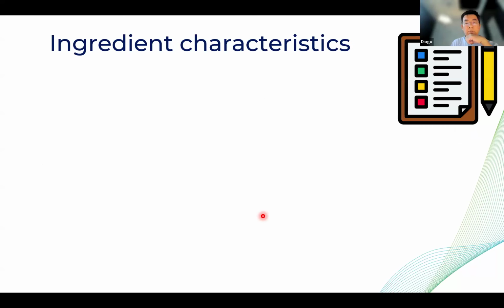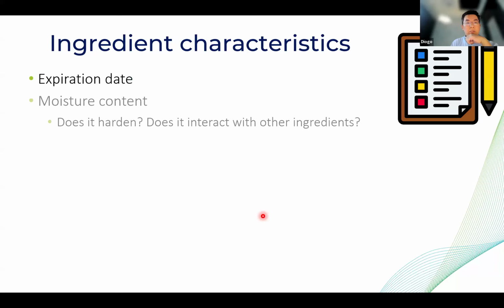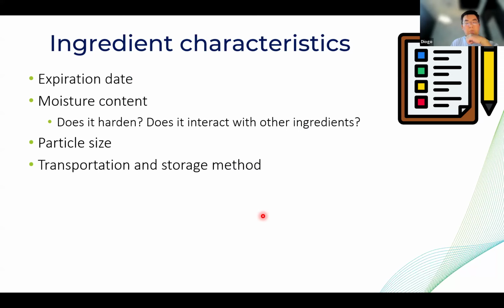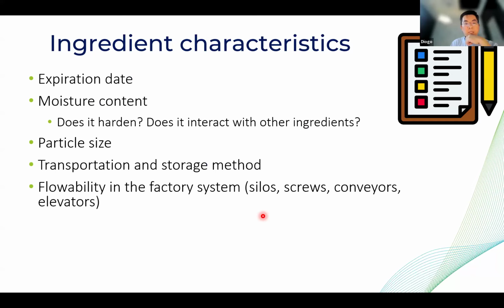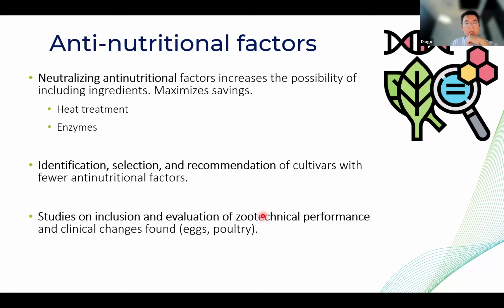Other characteristics of the ingredients: expiration date, moisture content, particle size, transportation and storage method, flowability in the feed mill, when the ingredient passes through the silos, screws, conveyors, elevators, etc. And how we can buy these ingredients, in bulk or bags.